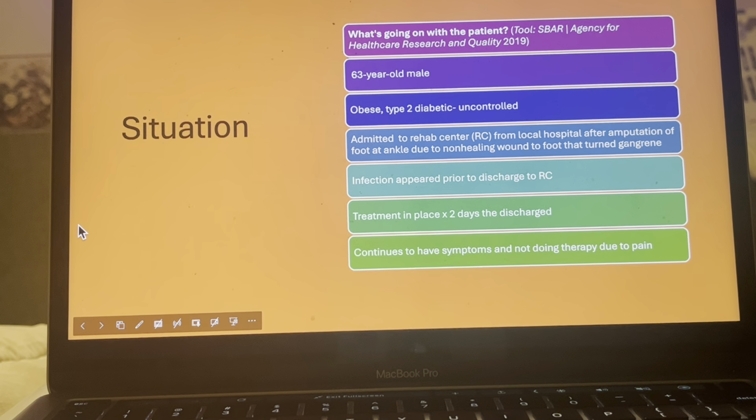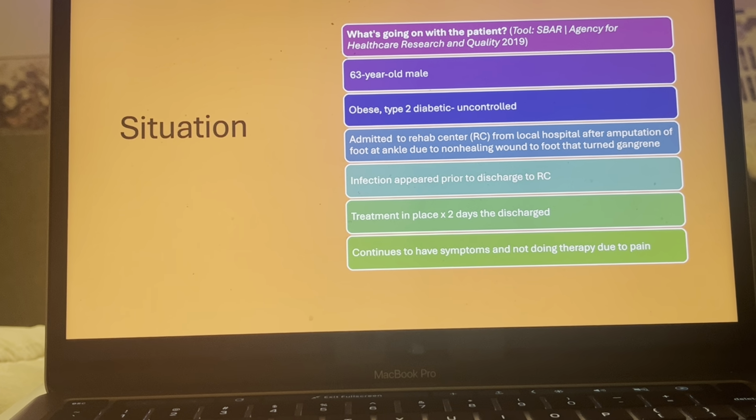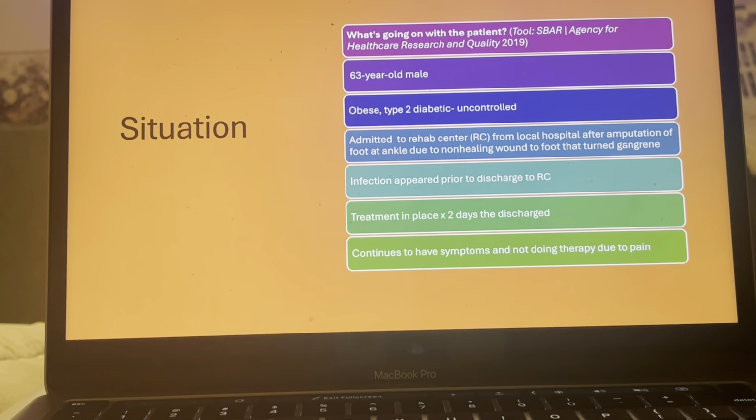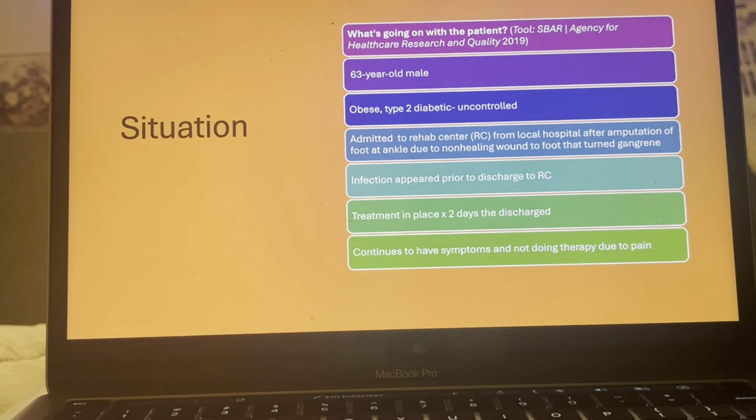First, the situation. A concise synopsis of what the problem is, what's going on. In this instance, Mr. Rivera is a 63-year-old male. He's obese, has type 2 diabetes, and it's uncontrolled. He was admitted to the rehab center from a local hospital after an amputation of his foot at the ankle. He had a non-healing wound that turned gangrene.